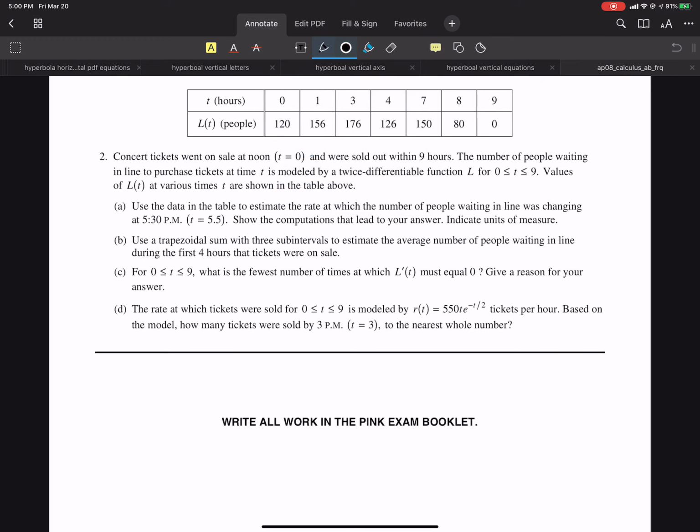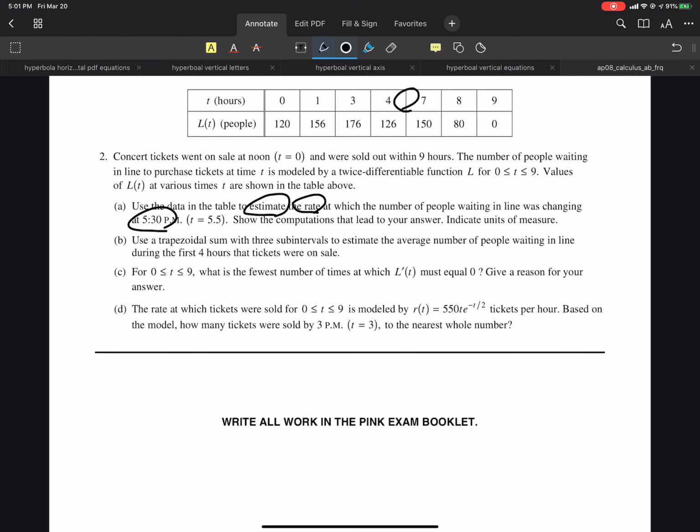So part A, we've done this multiple times. You're approximating something. Rate means derivative. We're estimating, so we're not getting the exact value at 5:30, and we see that 5:30 is somewhere between those two times, 4 to 7. We can't get an actual value because we don't have an actual function. So how do you approximate?